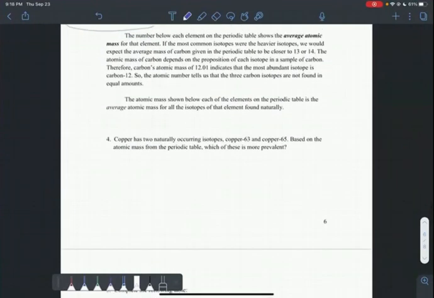Okay, so let's answer some questions about that. Copper has 2 naturally occurring isotopes, copper 63 and copper 65. Based on the atomic mass, which of these is more prevalent? So you have to look at copper, which has an atomic mass of 63.55. I have copper 63 and copper 65. That average atomic mass is closer to which isotope mass? It's closer to copper 63.